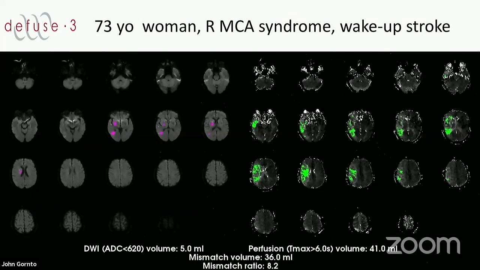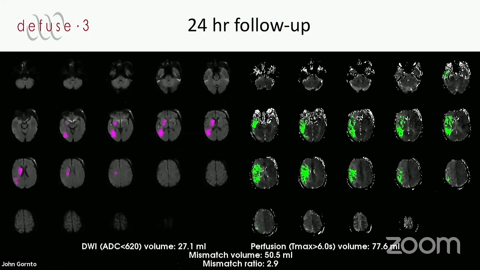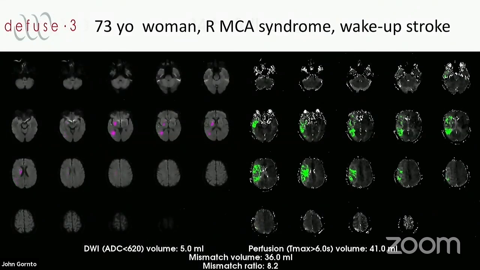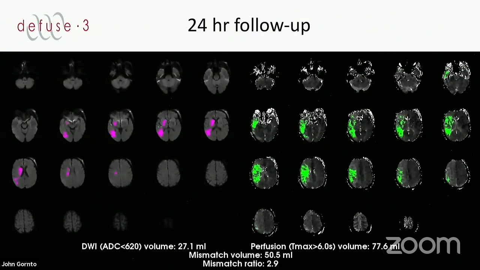Great collaterals. She had terrific collaterals. But the collaterals don't last forever. So look at the green map. What happens to it over the next 24 hours? Okay, look at the growth. It grows from 41 to 77, and those patchy holes are being filled in as the collaterals are failing. But what happened to her diffusion lesion? It went from 5 to 27. So she grew, but there's still a 50 ml mismatch. There's still potentially 50 mLs of salvageable tissue.